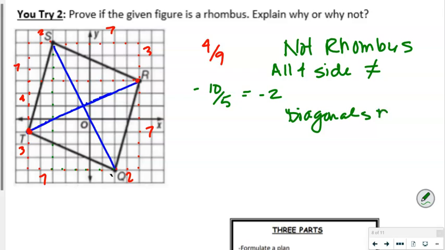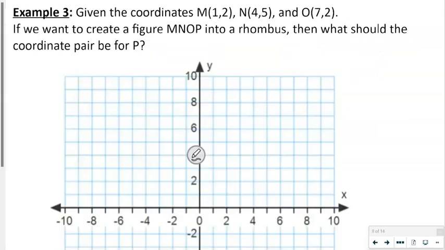So in this next problem, example 3, it says given the coordinates M and O, if we want to create a figure MNOP into a rhombus, then what should the coordinate pair be for P? So what we're going to do is plot M, N, and O, and then we're going to see how we can use the slope to find point P. So let's go ahead and plot M at 1, 2. That's M. N at 4, 5. O is at 7, 2.